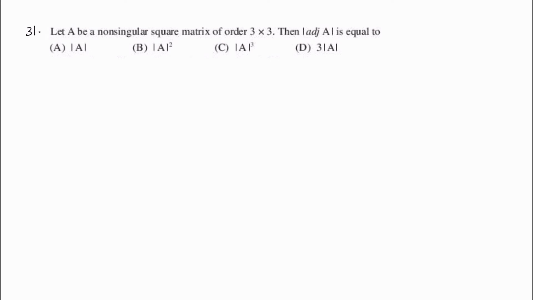Question 31. Let A be a non-singular square matrix of order 3 by 3. Then determinant of adjoint of A is equal to, we know this formula, determinant of A whole power n minus 1. Here n is 3, so 3 minus 1 is 2. B is the correct option. This is an important formula.